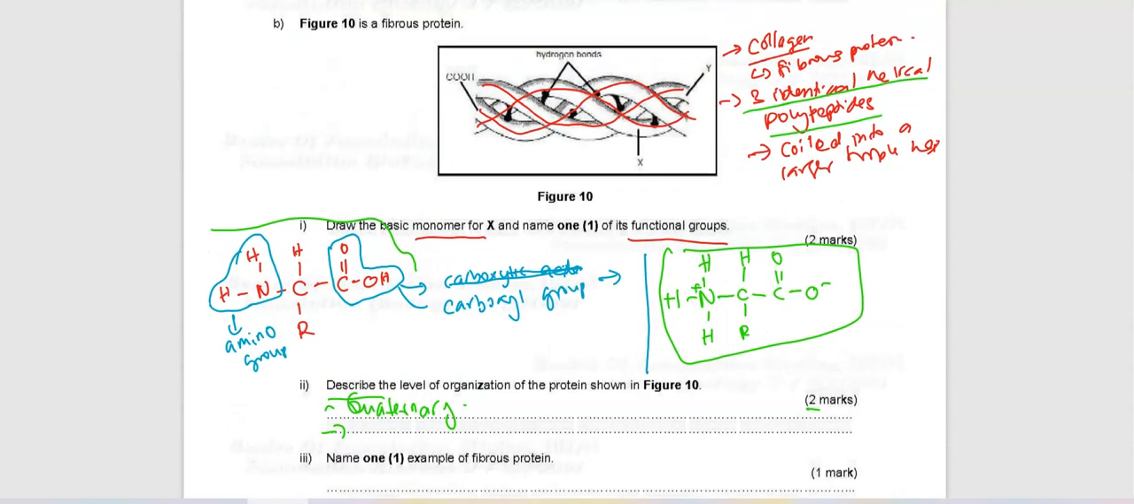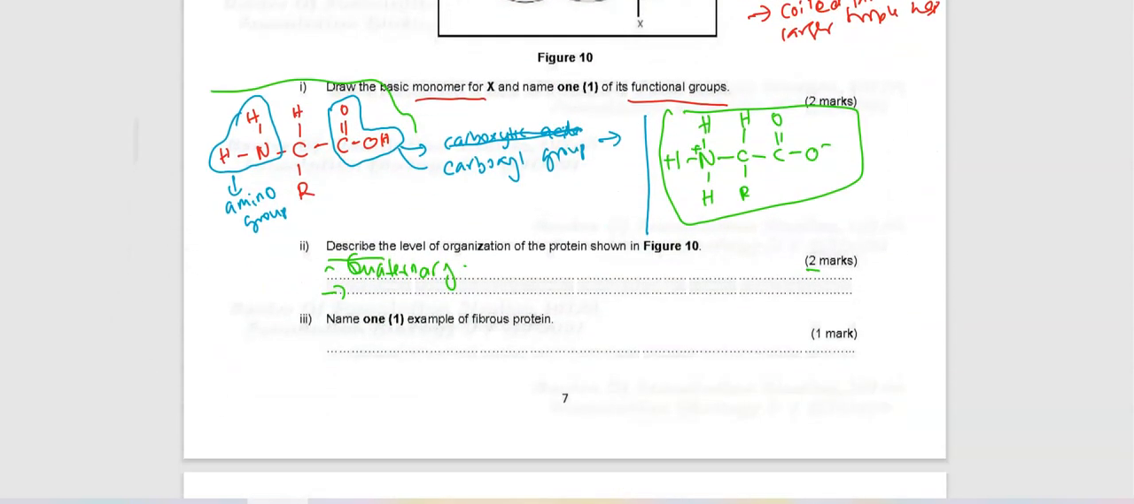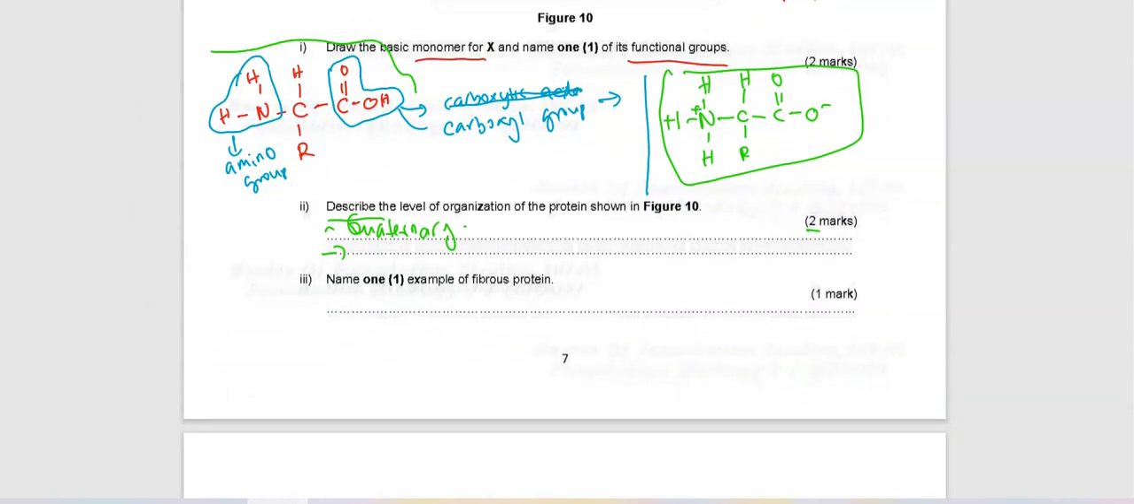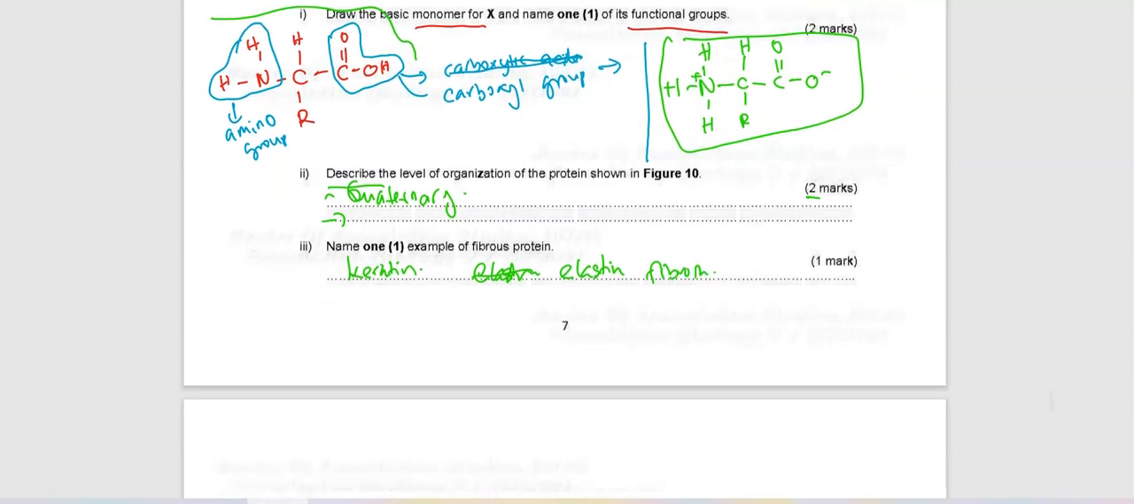Okay, so you have one type, which is this one, collagen. Okay, so other types of fibrous protein, there are keratin. Okay, keratin. So keratins are proteins that are found in your hair, for example, in your skin. Okay, and then other types of fibrous protein, you can have elastin, or fibrin, which is protein found in silk.